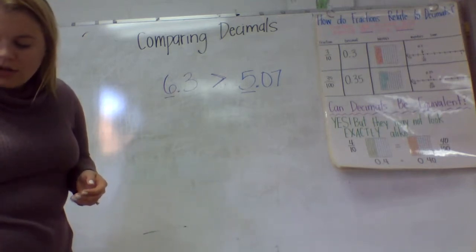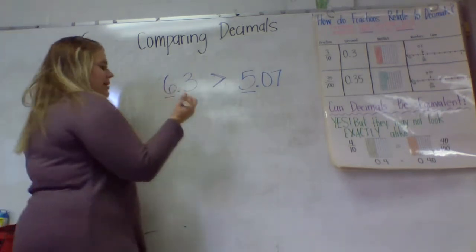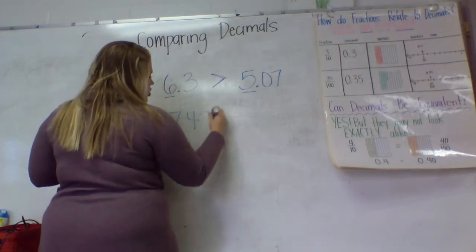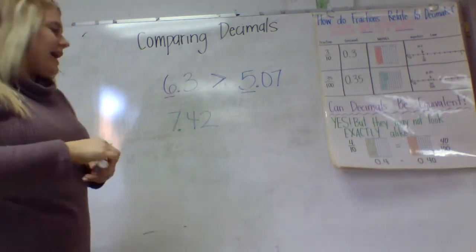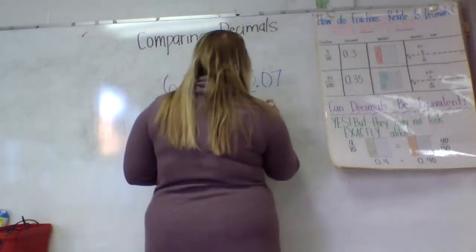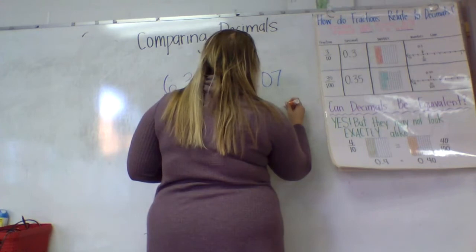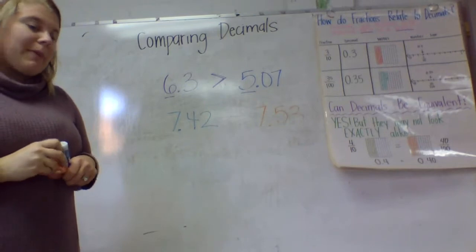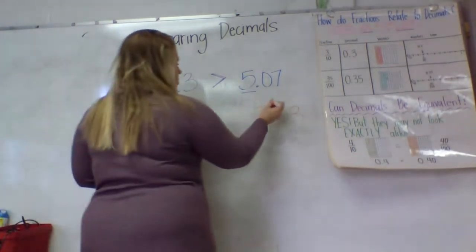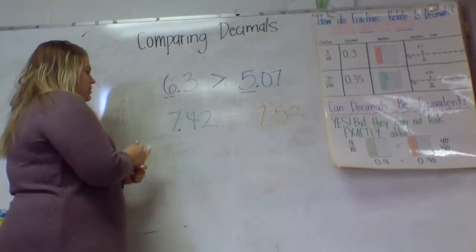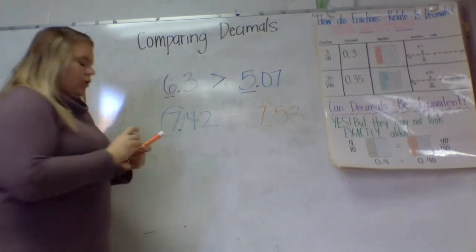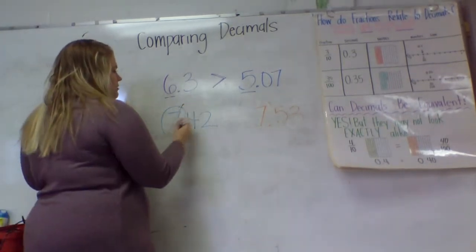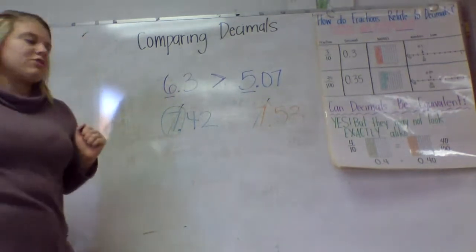But then what if I look at some numbers where our whole numbers are the same? What if I have 7 and 42/100, and I want to compare that to 7 and 53/100. So I'm always going to check my whole numbers first. My whole number 7, my whole number 7. Well, they're the same, so that doesn't really help me out. So I'm even going to cross these out. My 7s aren't going to be of any help to me because they're the same.